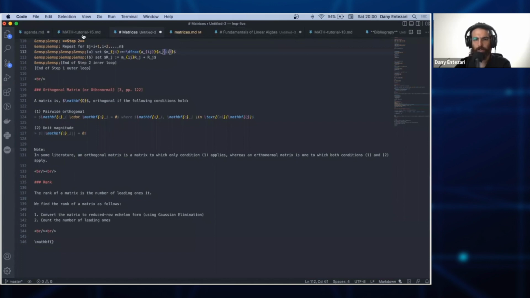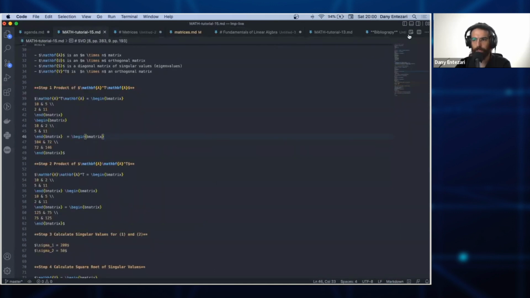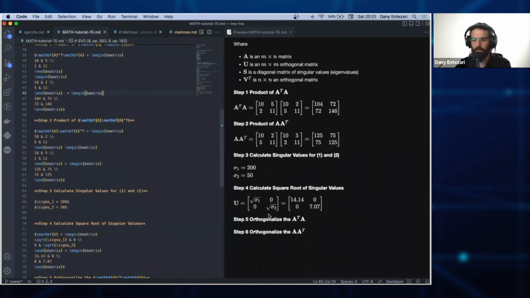If you return to our tutorial, we now need to orthogonalize ATA. So we need to make an orthogonal matrix. Either way, there are a few algorithms with which we can orthogonalize or even orthonormalize a matrix, this matrix in particular, and that is called the Gram-Schmidt algorithm. So let me show you the Gram-Schmidt algorithm.